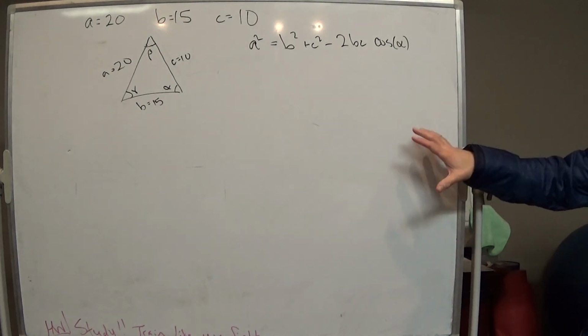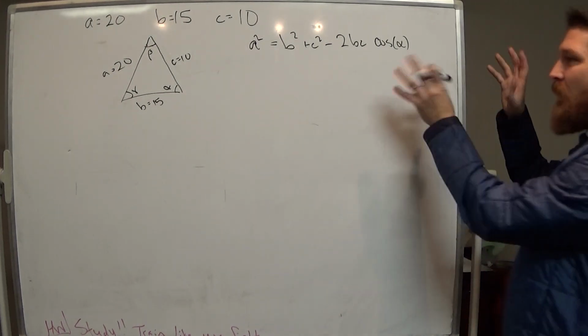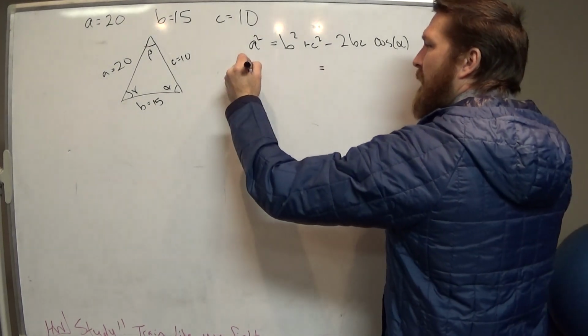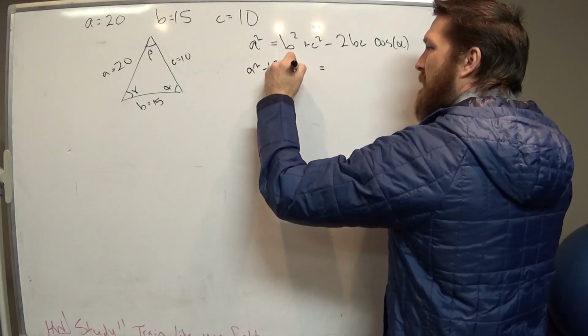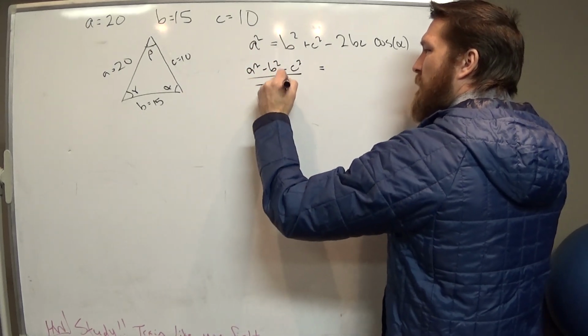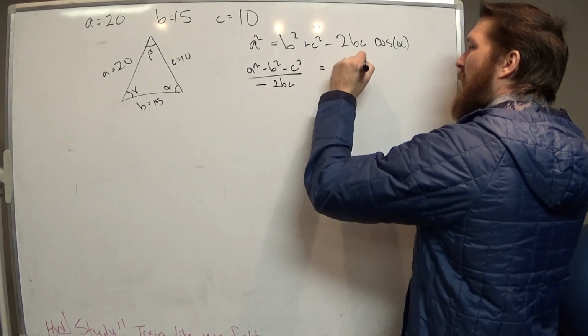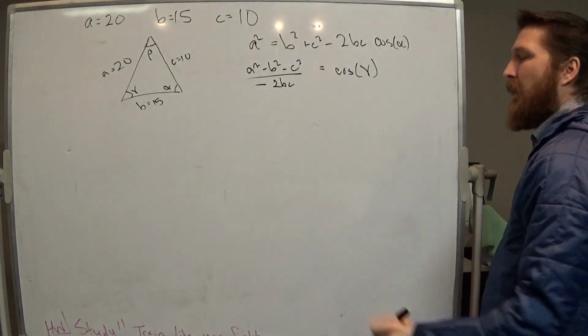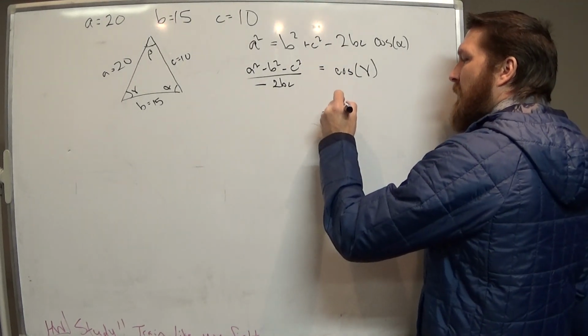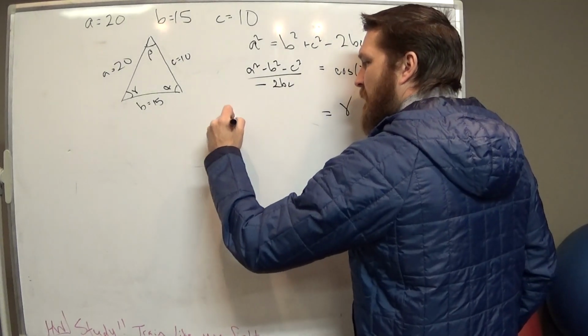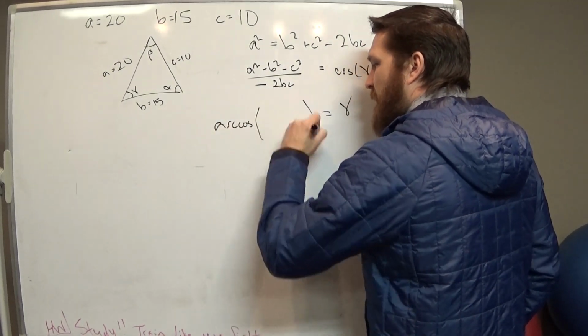The reason why is that when you solve here, you get a squared minus b squared minus c squared all over negative 2bc equals cosine gamma. Now you take the arc cosine of this, arc cos of all this stuff.